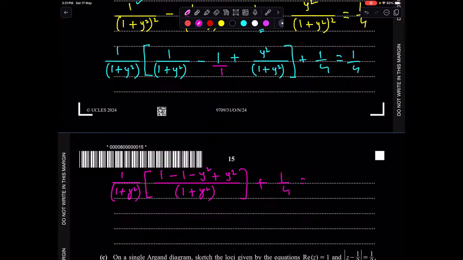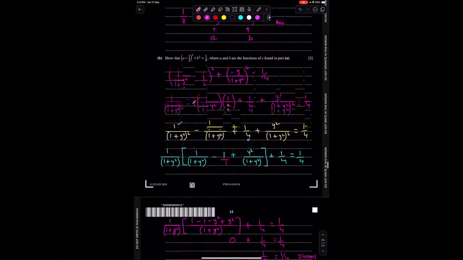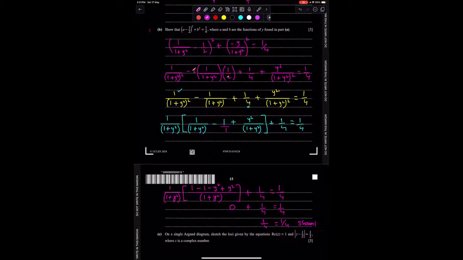1 upon 4 is equal to 1 upon 4. So see, 1 minus 1 is 0, y square minus y square plus y square is 0. So this entire thing is equal to 0. This entire is 0. So 0 plus 1 upon 4 is 1 upon 4, hence shown. You can check this solution again. This part B is very important.